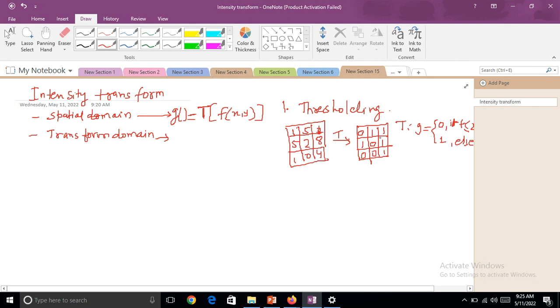So this is called thresholding. We have a threshold limit here that is 2. So if the value of f is less than or equal to 2, make it 0, otherwise 1. So here the operator is called the thresholding operator. So the intensity values got transformed this way.